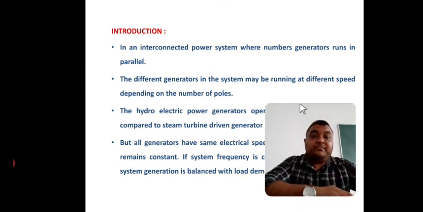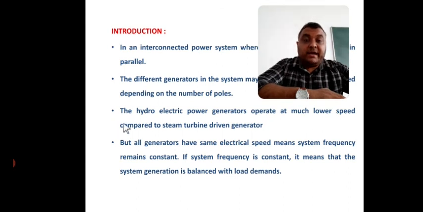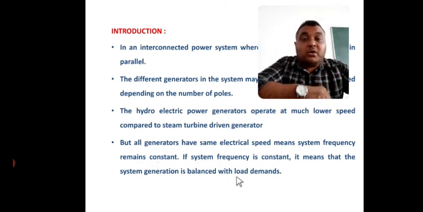The third point says that hydroelectric power generators operate at much lower speed compared to steam turbine driven generators. But all generators have the same electrical speed, which means the system frequency remains constant. Same speed means the frequency should remain constant, and if system frequency is constant, it means the system generation is balanced with load demands.